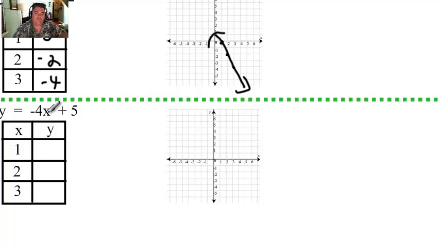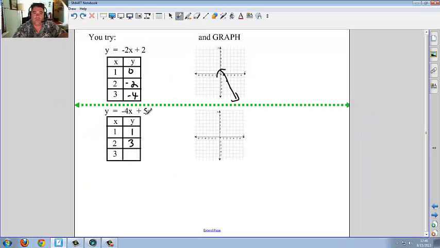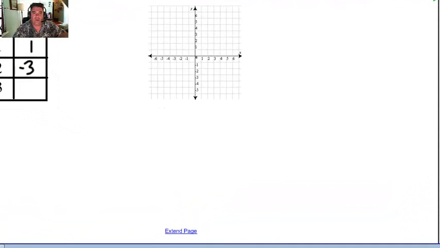1 times negative 4 is negative 4, plus 5 is 1. 2 times negative 4 is negative 8, plus 5 is 3. 3 times negative 4 is negative 12, plus 5, oh no, negative 3, excuse me. Because 2 times negative 4 is negative 8, plus 5 is negative 3. And 3 times negative 4 is negative 12, plus 5 is negative 7.